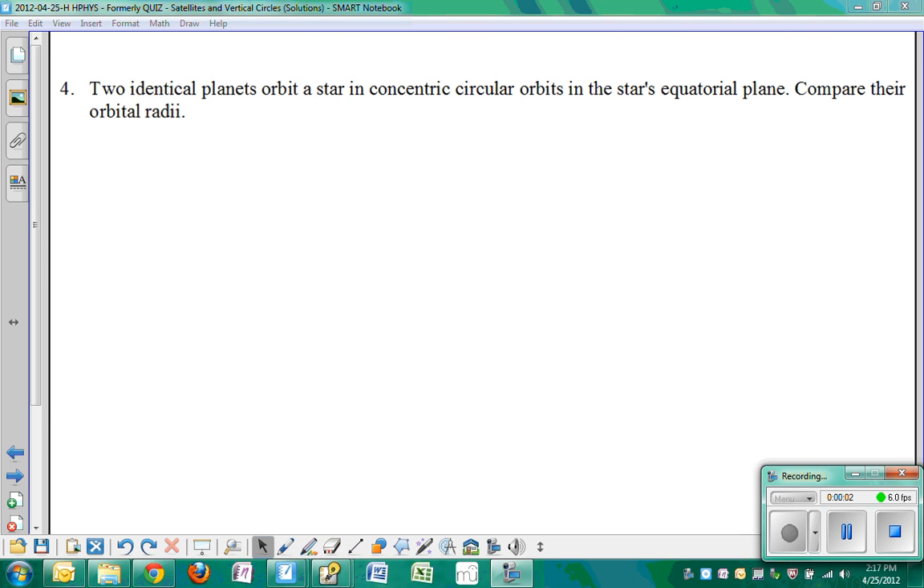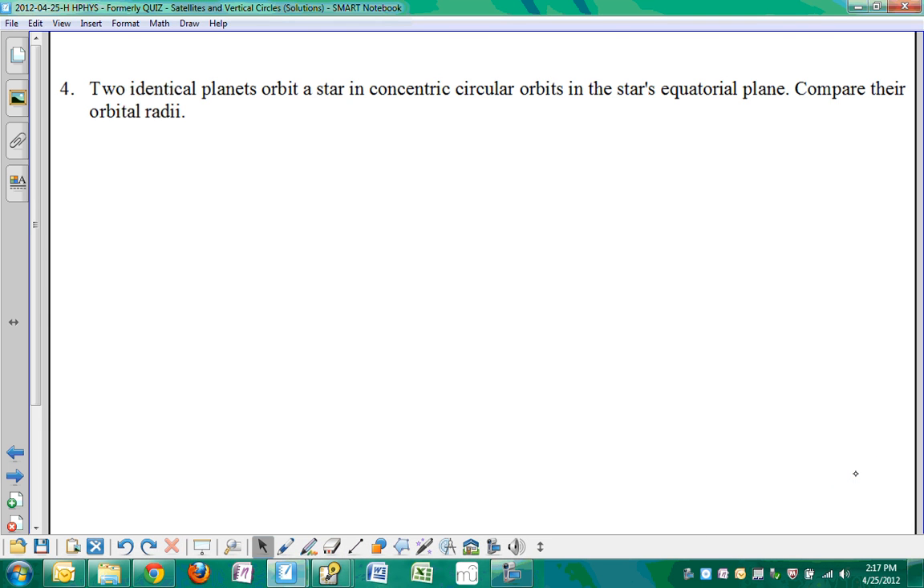All right, so as I was racing to put together this study guide for you from the questions from the quiz without their answers, without the multiple choice answers, I messed up a little bit. This doesn't make any sense when you read it. Two identical planets orbit a star, compare their orbital radii. We don't know anything, so we can't.